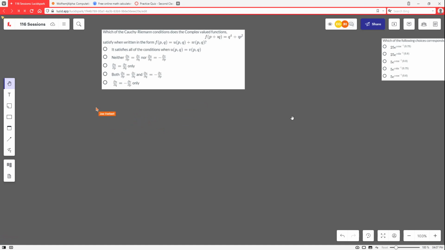So this is the complex numbers and calculus. Just going to go through a few questions. Any questions or anything at any point, just ask. So we'll start off with the Cauchy-Riemann conditions.